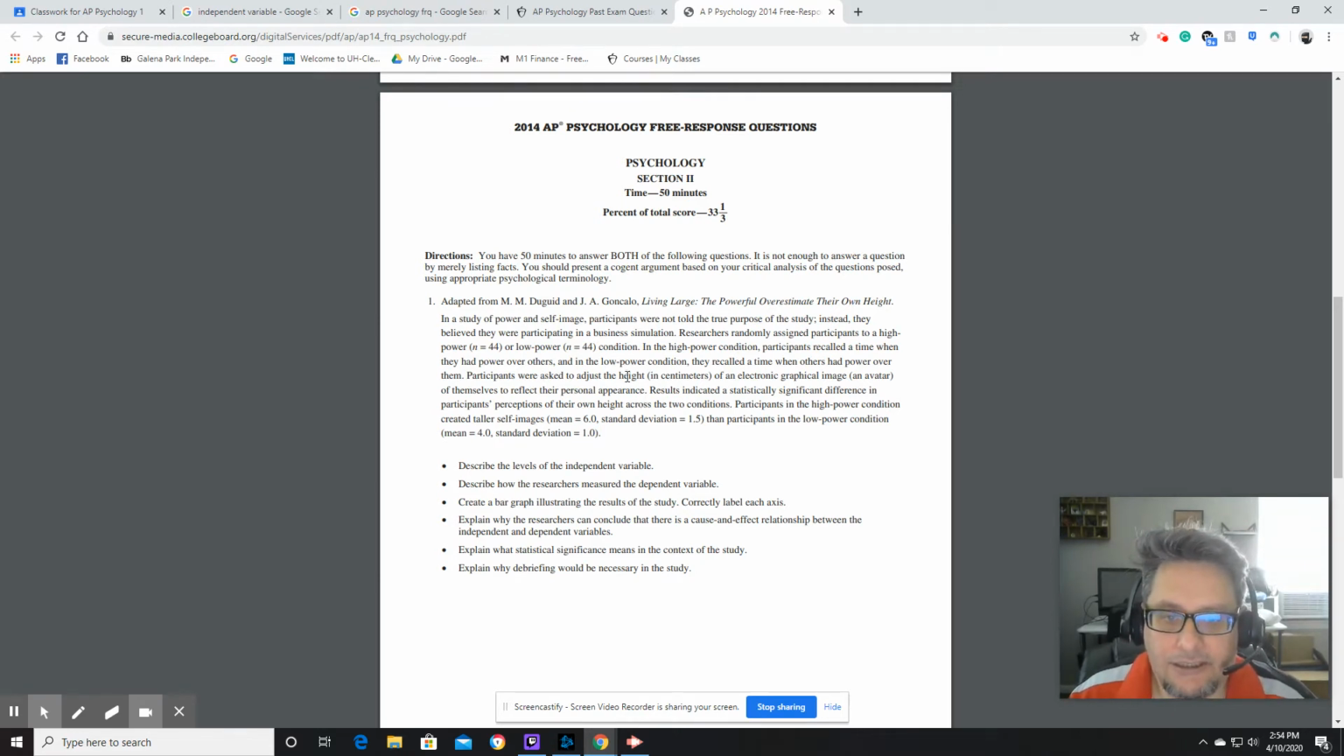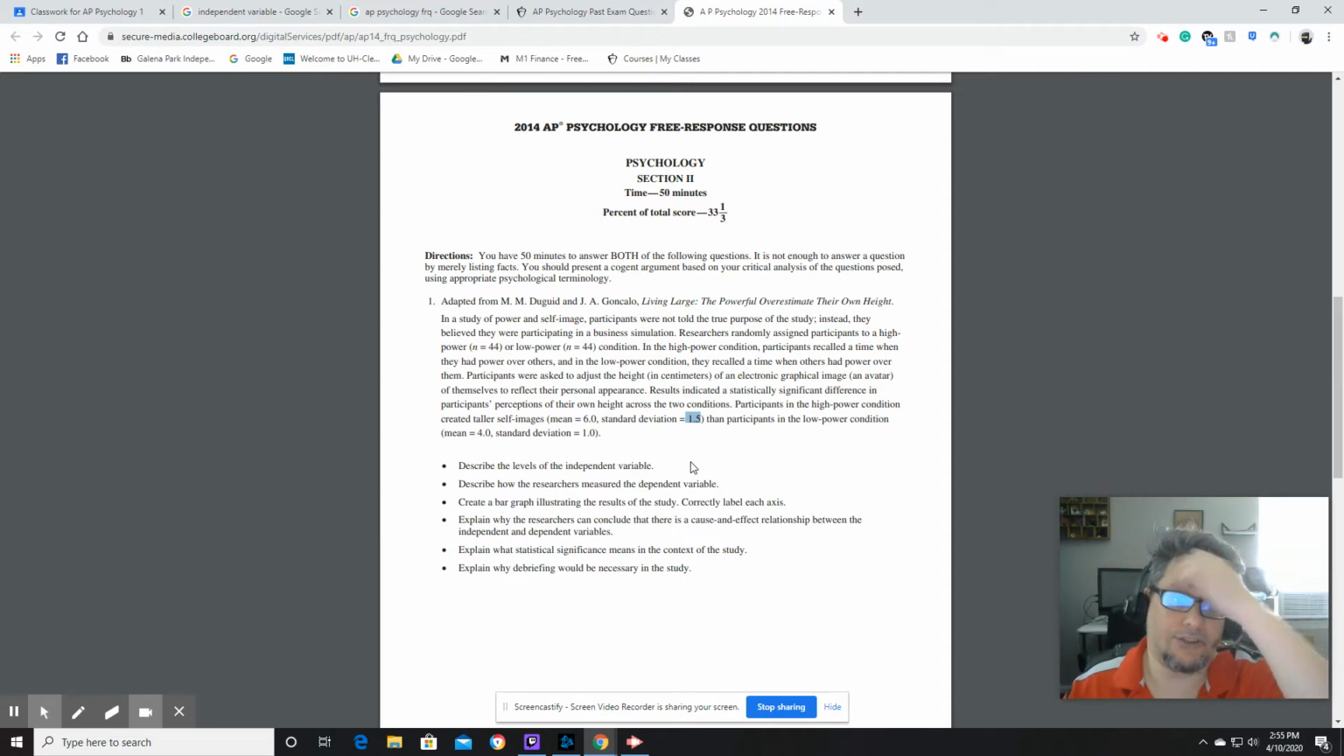Participants were then asked to adjust in height in centimeters an electronic graphical image, an avatar of themselves to reflect their personal appearance. Results indicated a statistically significant difference in the participants' perceptions of their own height across the two conditions. So participants in the high power group created taller self-images. So 6 centimeters taller than they actually were, with a standard deviation of 1 to 1.5 centimeters.